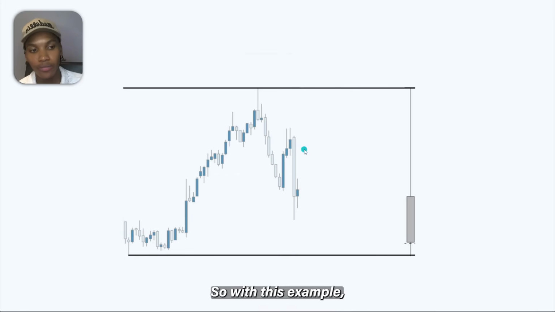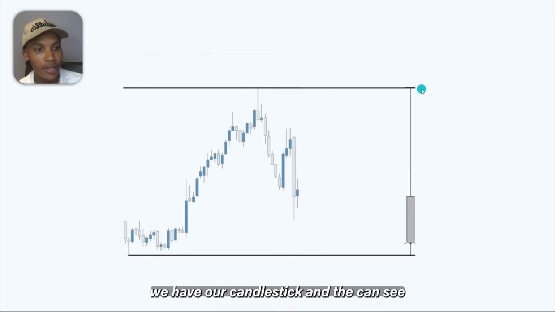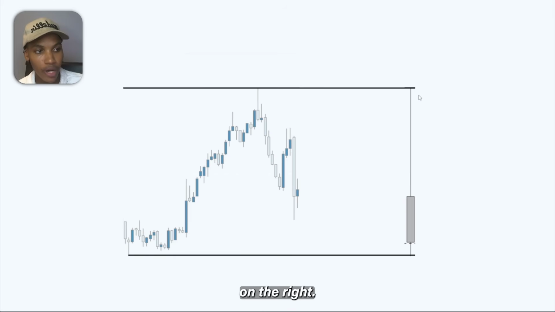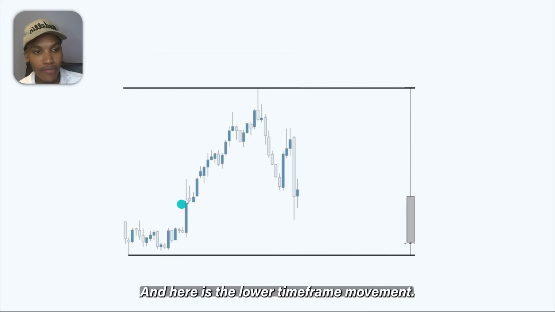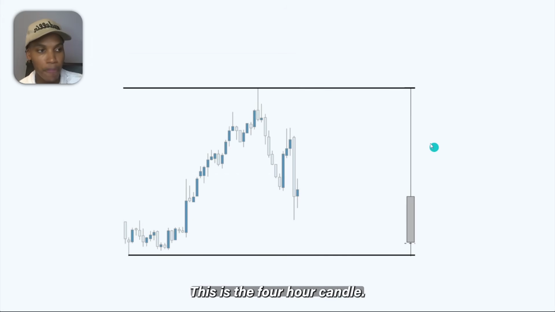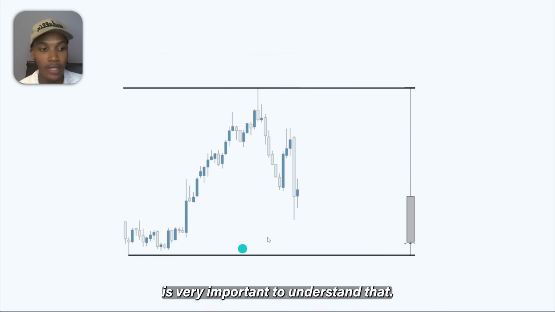So with this example right here, we have our candlestick, and you can see here is the higher time frame candlestick on the right, and here is the lower time frame movement. This is the 5-minute time frame. This is the 4-hour candle. As you can see, that high and low point is simply areas where people put their stop losses. If you were selling down, you'd place your stop loss at the high, and as well, if you're looking to buy at this fair value gap, you put your stop loss at this low. So there's liquidity lying at those points. It's very important to understand that.